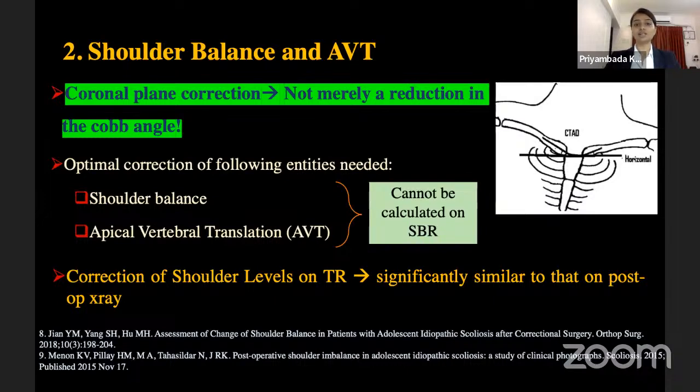Coronal plane correction does not merely mean a reduction in the Cobb angle. Cosmesis correction, the deformity correction, is inadequate and incomplete unless we comment upon the shoulder balance as well as the apical vertebral translation, both of which cannot be calculated on side bending X-rays.